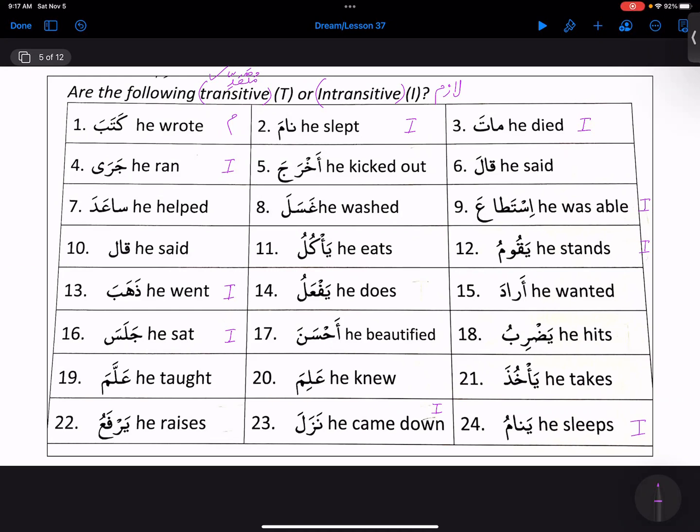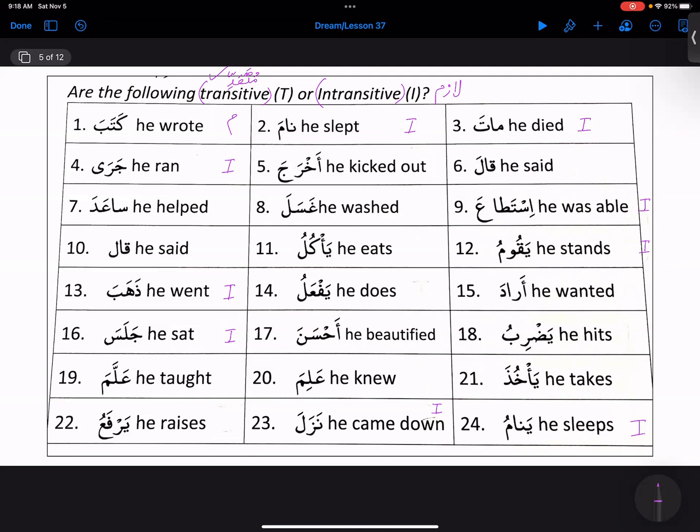He ran over something or someone, right? But we are not allowed to put any preposition. So he ran something doesn't make sense. So that's the example of intransitive, lazim. Akhraja, mutaddi, transitive. That's he kicked out something or someone, makes sense, right? So this is mutaddi.